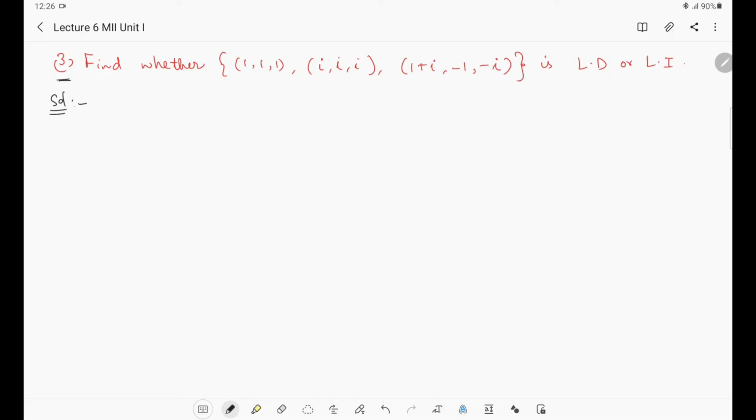How to solve this? How to find whether they are linearly dependent or independent? We have to form a matrix whose rows are the vectors. In the first row, the first vector 1, 1. In the second row, we write the second vector i and i. In the third row, we write the third vector 1 plus i, minus 1 and minus i. Now we would try to reduce this to row echelon form to find the rank if it is not a square matrix, but it is a square matrix. It's a 3 by 3 matrix. Just now in the note we discussed, if we get a square matrix by writing the vectors as rows of that matrix, then we have to find the determinant directly.